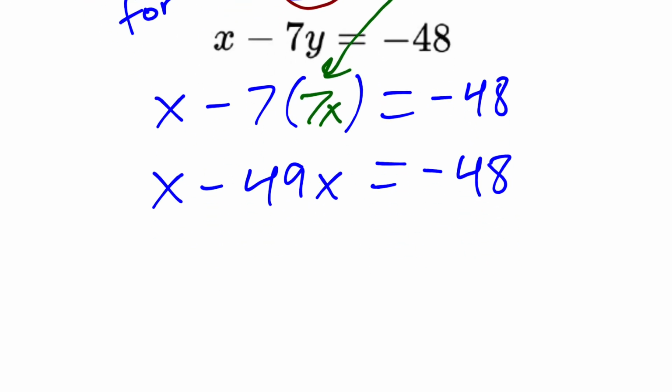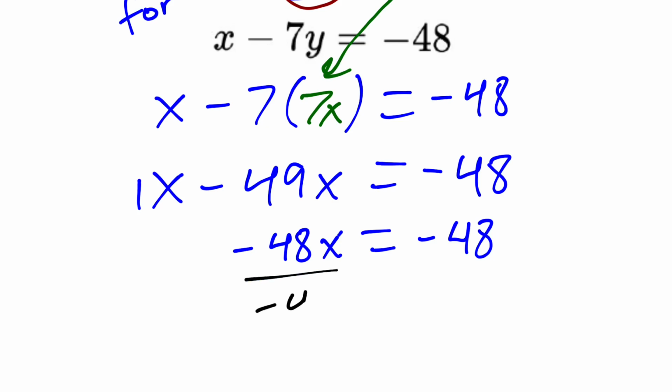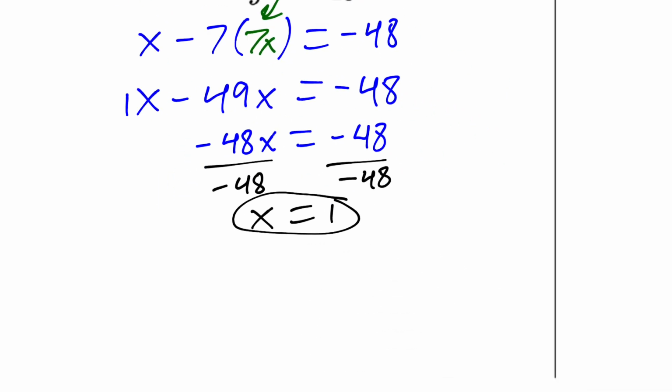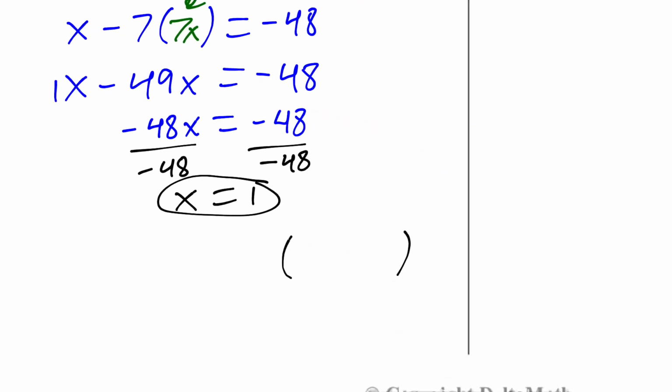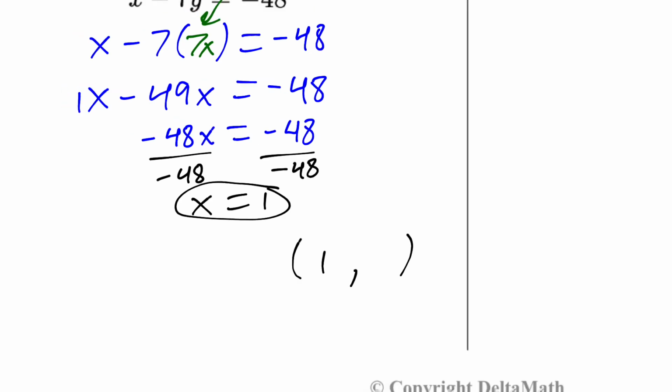If I combine like terms, this tells me that negative 48x is equal to negative 48. That's like 1 minus 49. Then I divide by negative 48 on both sides. This tells me that x is equal to 1. So if I think about my final answer, x comma y, 1 is going to go over here.